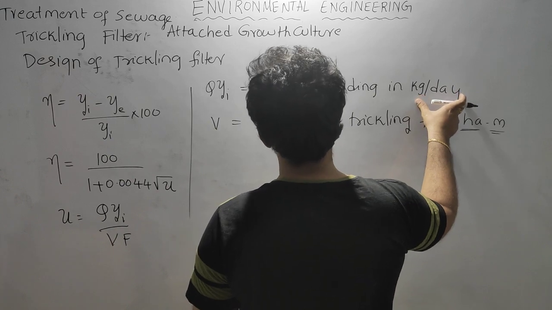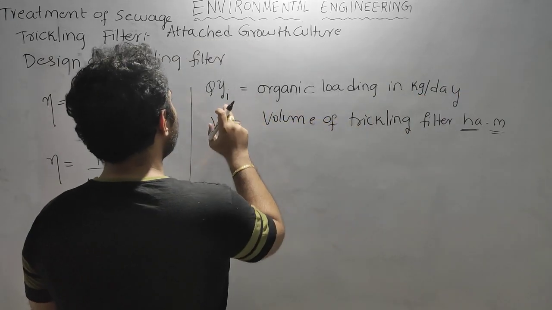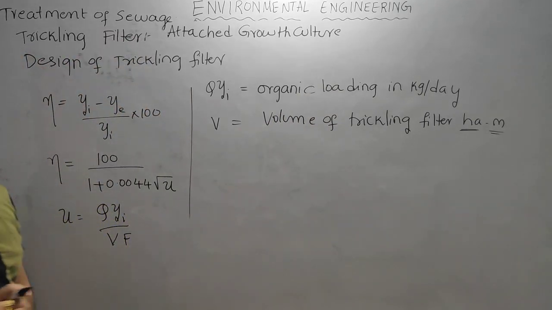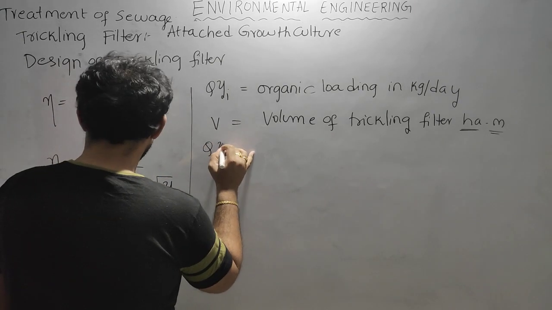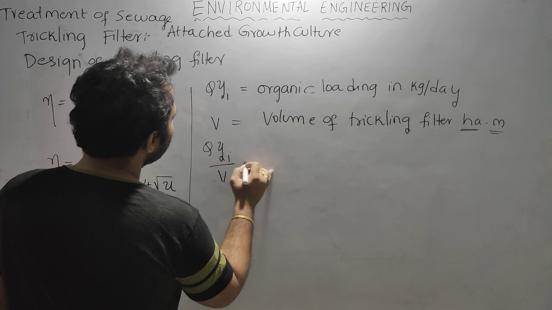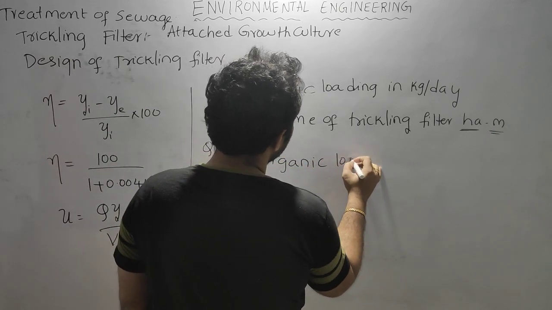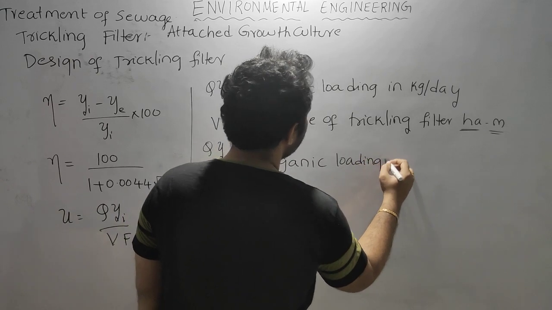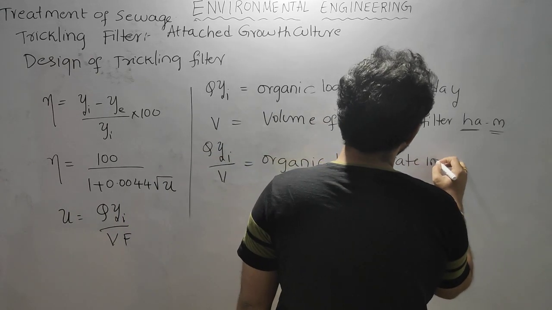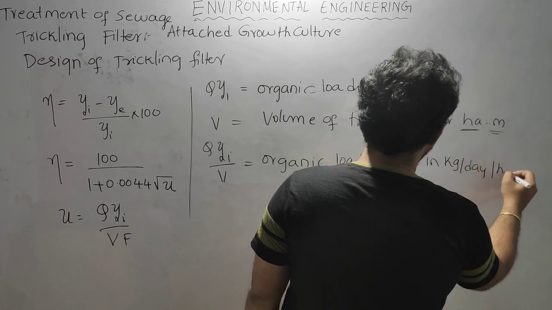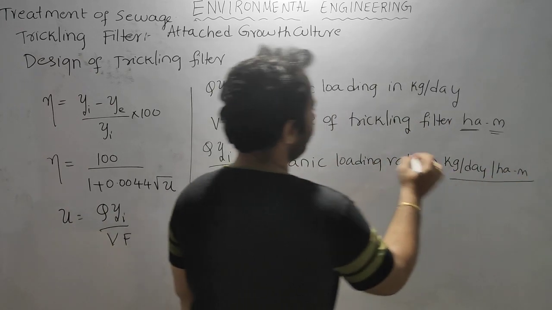Q into Yi by V is nothing but the organic loading rate, or BOD loading rate. Organic loading rate is in kg per day per hectare meter. So this is the unit we need to take.